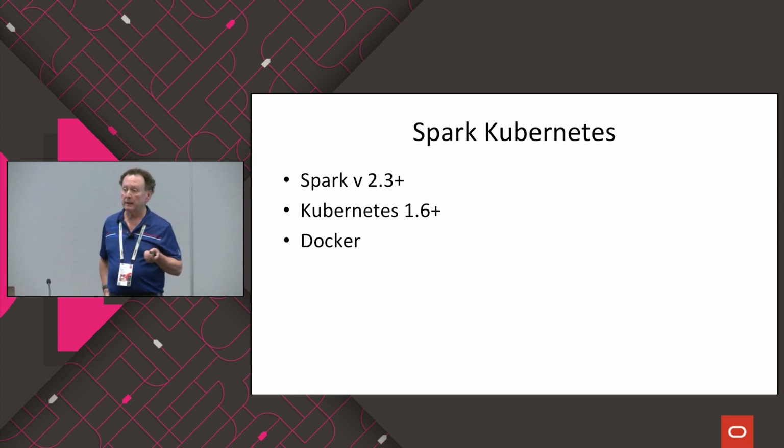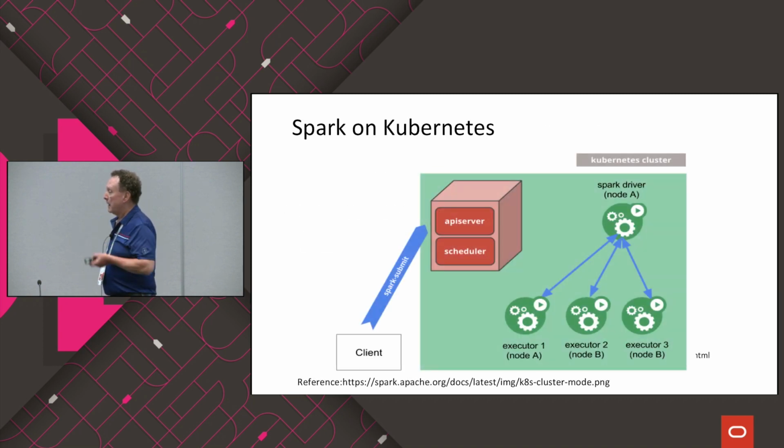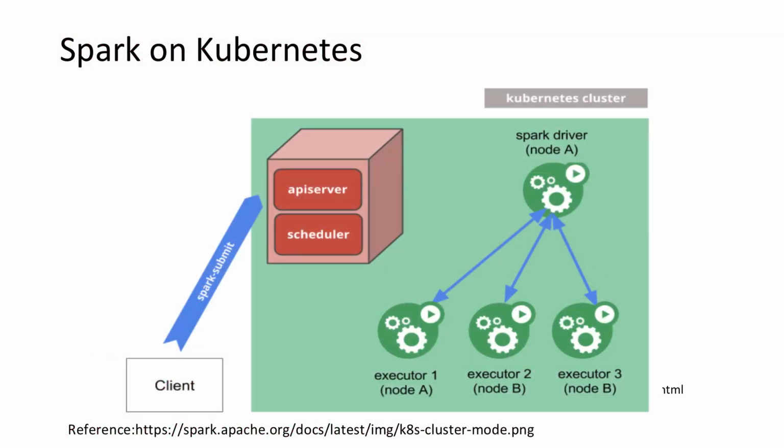Right now, I think AKS is at 1.14, others are at 1.15 at least, and Docker are like the main elements of running it. So this is the basic way of running Spark on Kubernetes. You have a client that will submit a job to an API server. The API server starts up a driver and executors that are going to run the tasks in parallel to make the computations that you want to make.